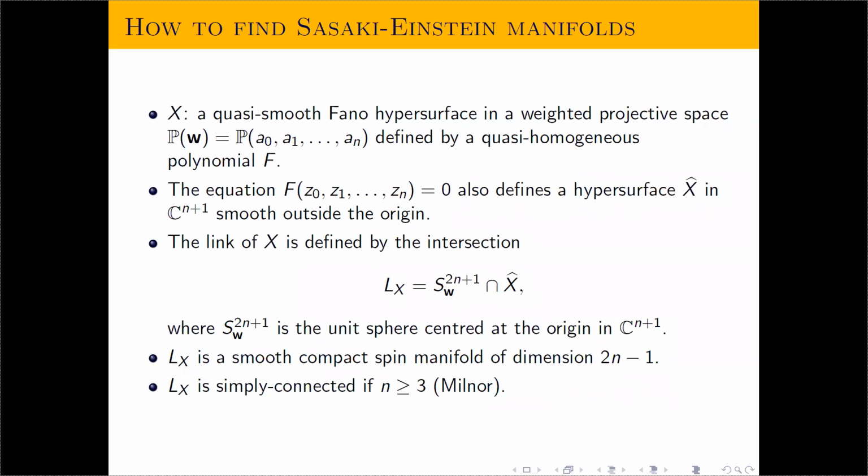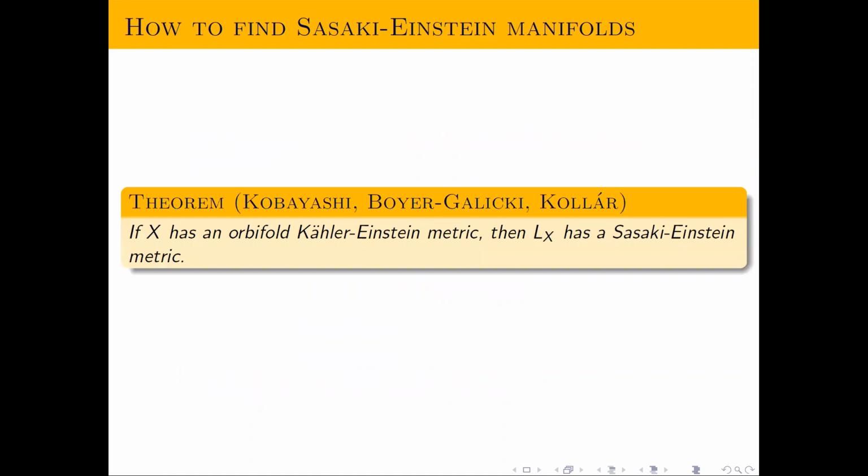Then we define the link of this hypersurface X, which is the intersection of this affine hypersurface with the unit sphere centered at the origin in C^(n+1). And this link is a smooth compact spin manifold of dimension 2n-1. If n is 3, then it is known to be simply connected, which was proven by Milnor in the 60s.